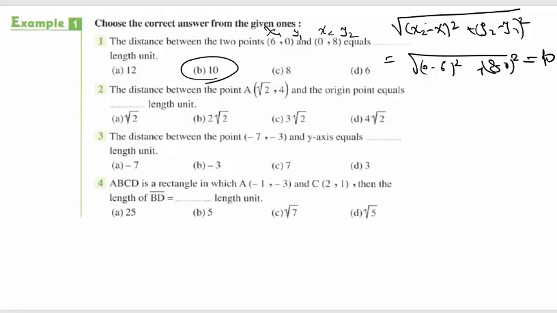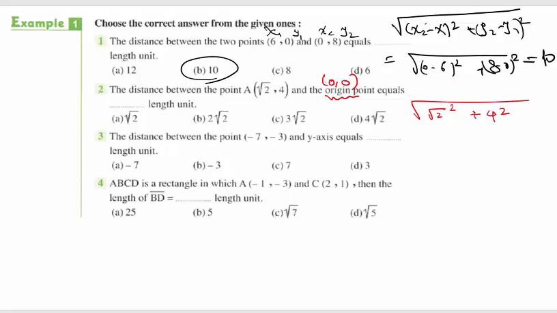This next question is asking me to find the distance between a given point and the origin point. What about the origin point? As we said before, the origin point is 0 x and 0 y. So to find the distance, I will put it like this: square root of 2 to the power 2 plus 4 to the power of 2.